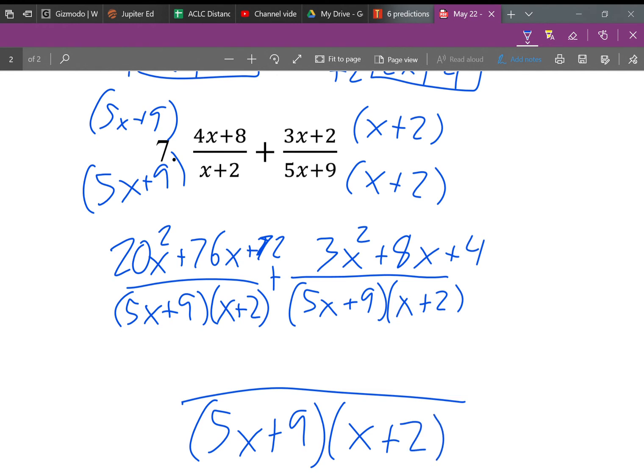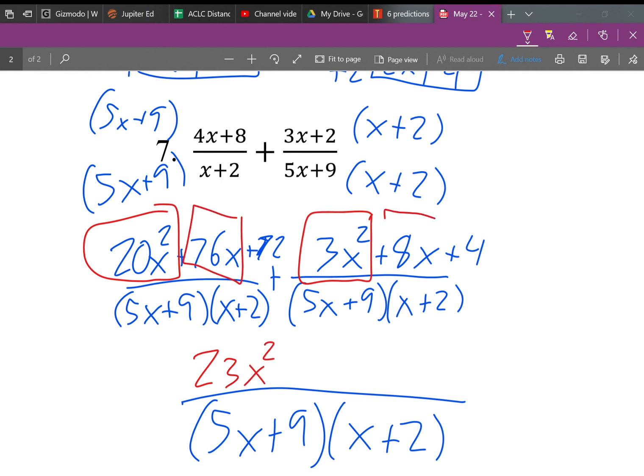So let's combine some like terms. I see I have over here 20x squared and 3x squared, which makes 23x squared. I have 76x plus another 8x, which is going to be 84x. And then I have the 72 and the 4 make 76.